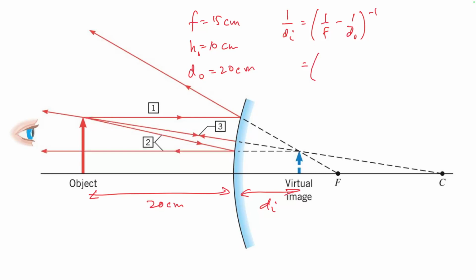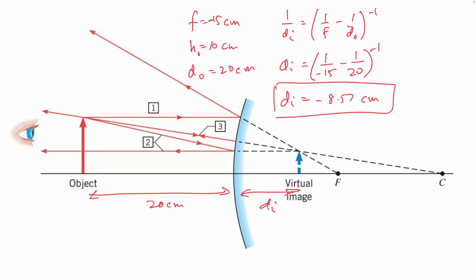All right, so let's see. This is 1 over, and I'm going to say negative 15. And where did that negative sign come from? The focal length is negative because this is a convex mirror. The focal point is on the back side, so we have to put a negative 15 on there. Minus 1 over 20 centimeters, that's positive 20 because the object distance is always positive. And then this is the image distance. When I calculated that out, I got negative 8.57 centimeters. So we pause. Are we good? Do we need a negative sign on our image distance? Yes, we do, because it's on the back side, so that's good.